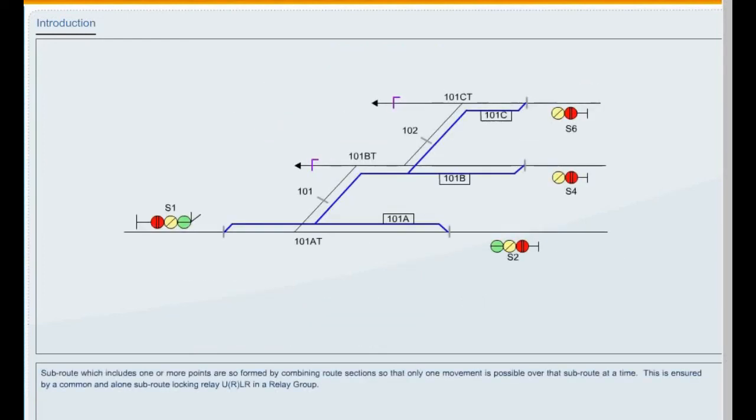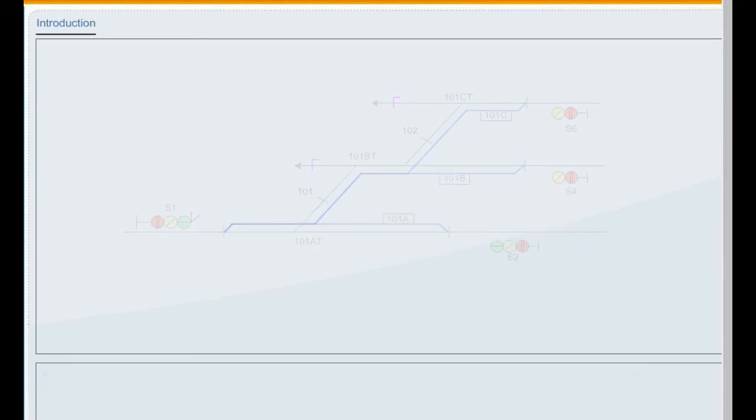A subroute which includes 1 or more points is formed by combining route sections, so that only one movement is possible over that subroute at a time. This is ensured by a common and lone subroute locking relay, URLR, in a relay group.